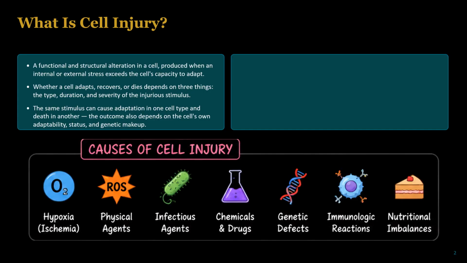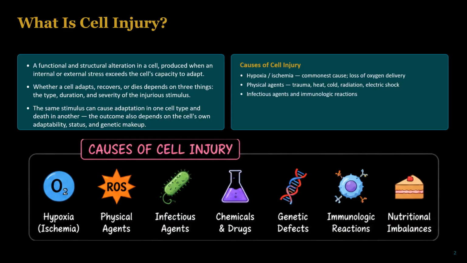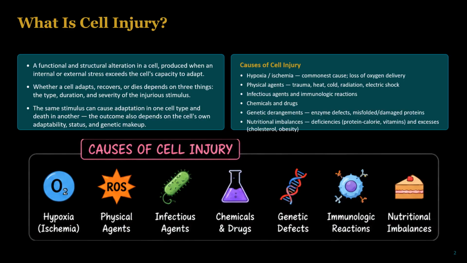Now let's look at the causes of cell injury. One of the main causes of cell injury is hypoxia, which is the commonest cause of cell injury, which is the loss of oxygen delivery to a cell. The other ones are physical agents, which can be trauma, heat, cold, radiation or electric shock; infectious agents and immunologic reactions; chemicals and drugs; genetic derangements such as enzyme defects and misfolded proteins; and nutritional imbalances such as inadequate protein or vitamins, or excessive production of cholesterol. These are some of the causes of cell injury.